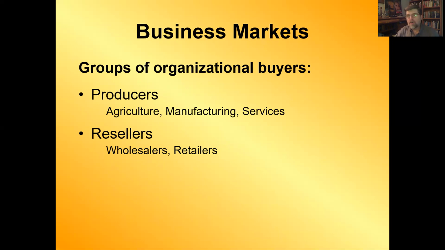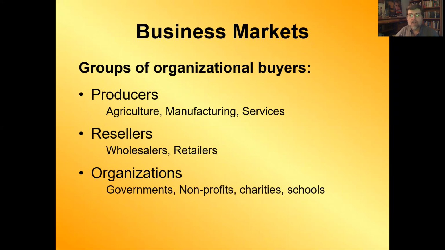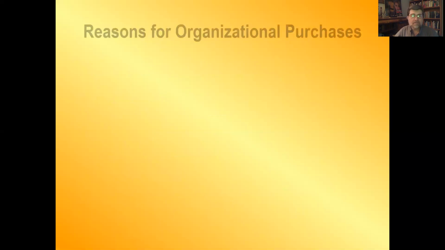And then wholesalers are sort of what is traditionally called the middlemen. People who will buy from manufacturers and then distribute to various retailers. And other types of organizations: governments, nonprofits, charities, schools. These are called organizational, or sometimes institutional, markets. They're not businesses, but they do use all sorts of products.